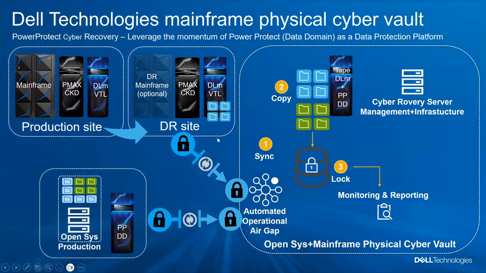If you have disk library for mainframe, you can also share the data domain that's behind it with the open systems environment, and have a physically separate cyber vault for both the distributed side and the mainframe side on the same tape infrastructure, virtual tape infrastructure, using DLM for the mainframe with a data domain or PowerProtect backend, and the same on the open systems using PowerProtect or the data domain solution, as it was previously called, to make the point-in-time copy in the vault through retention locking.